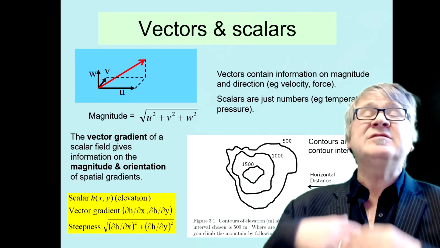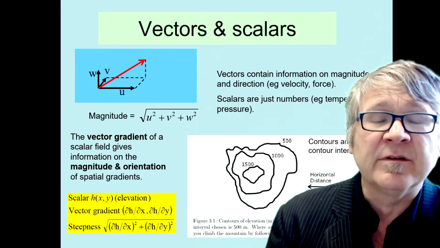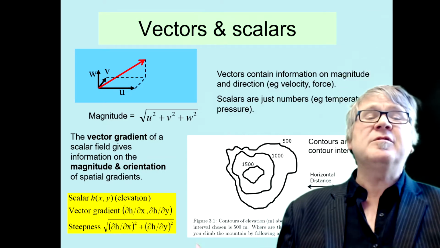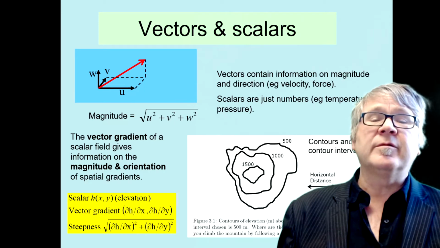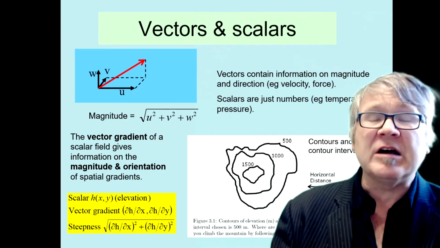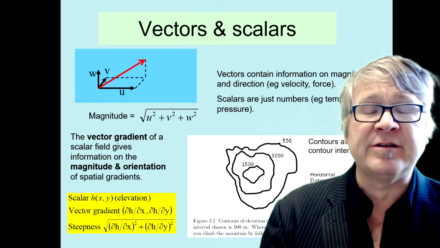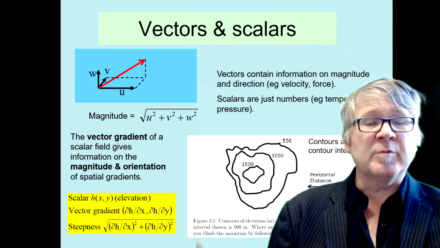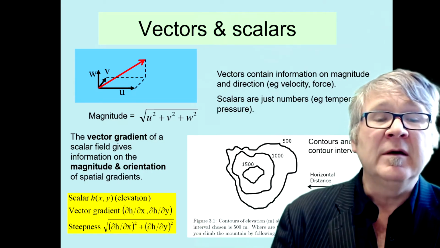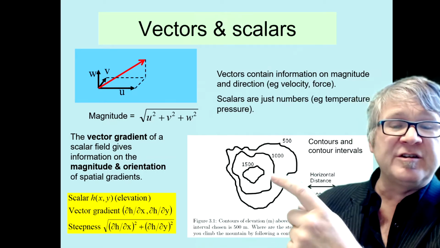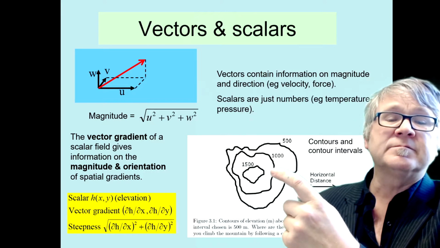Okay, so now scalars are something different. They are just numbers, like the temperature distribution or pressure itself. They don't have any direction. This is what we call a scalar. And I'll show you one example of a scalar. It's a distribution of elevation above sea level.